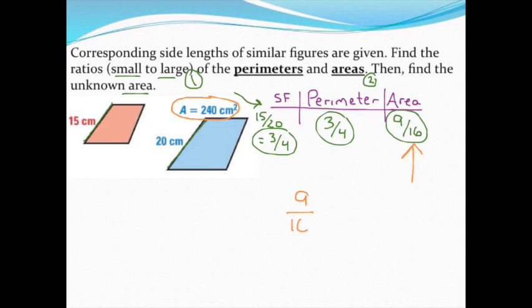9 over 16 is the ratio I'll start with. Since they've given me 240, which is the larger figure, that 240 will have to go on the bottom to match up with the larger number 16 on the bottom. And then I'm trying to find the area of the smaller figure, so I'll use an a on top. Okay, so let's go ahead and cross multiply to solve this proportion. So 16a would be equal to 2,160. Dividing both sides by 16, we already said we should get a smaller number than 240, and I come up with an answer of 135. I'll include a label since they gave me a label, square centimeters.